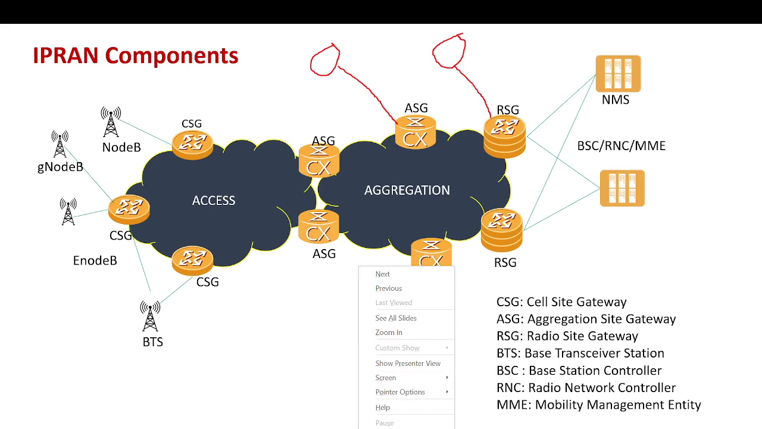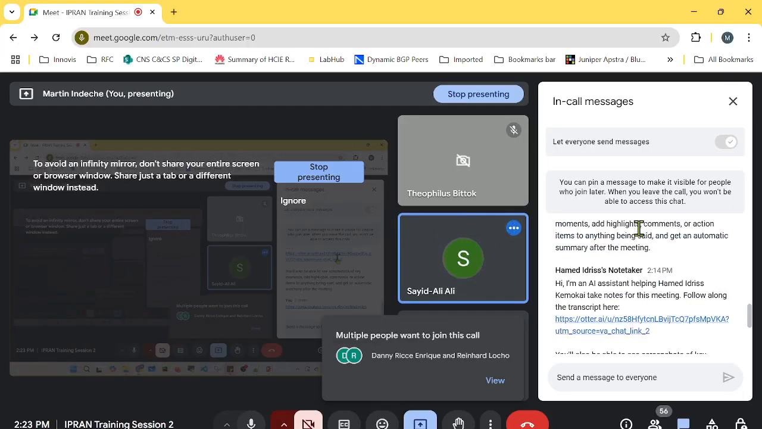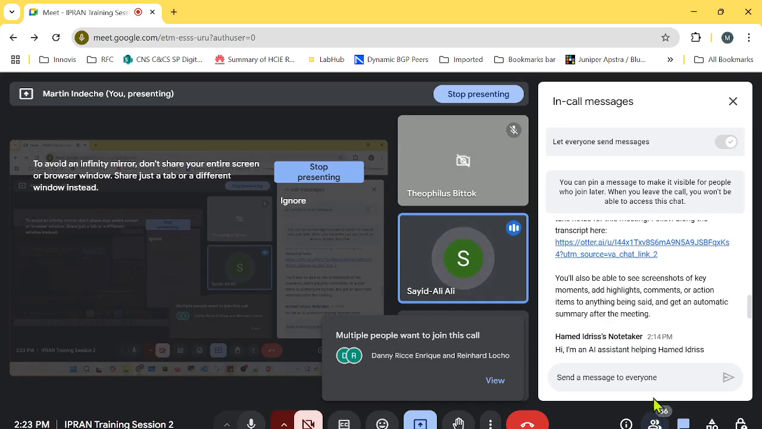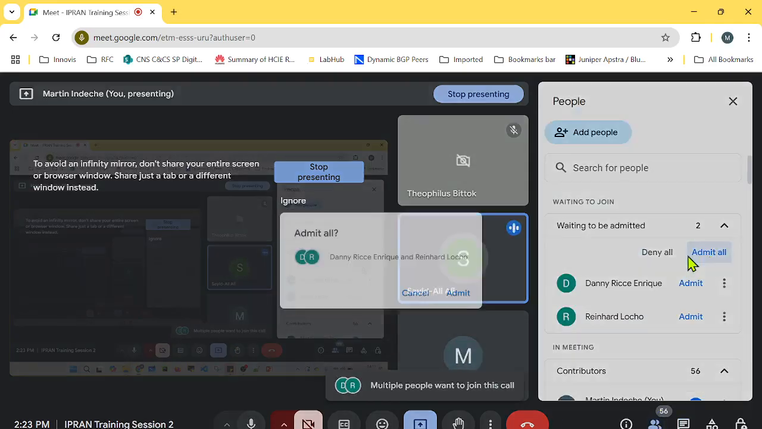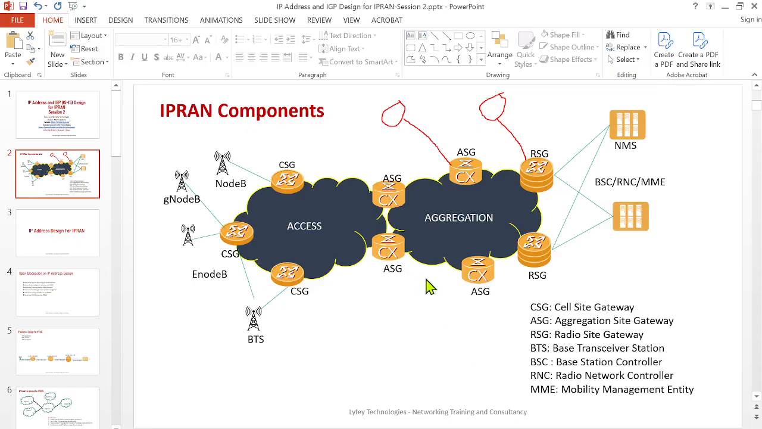Hello, teacher. What is the representative of BE? Is BE the same as the RSG? Which one? RSG and BE are the same? What is a BE? I'm not getting you. BE provides internet.